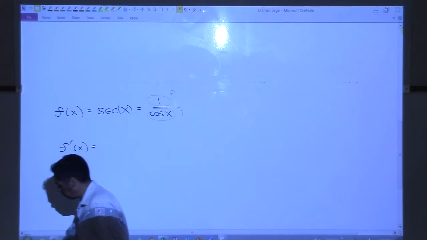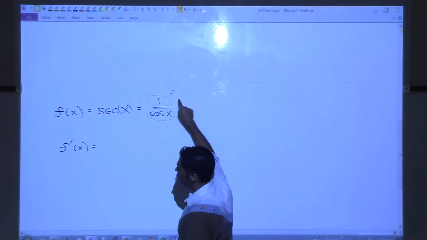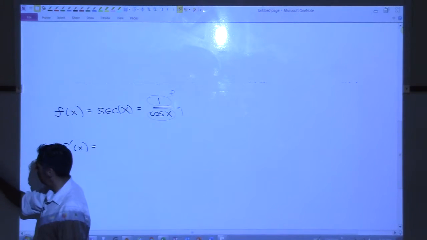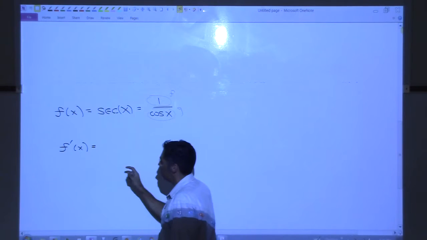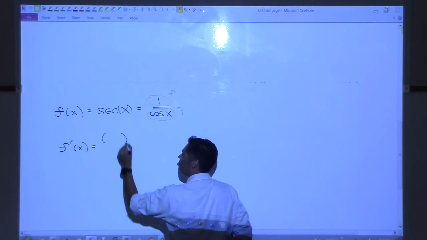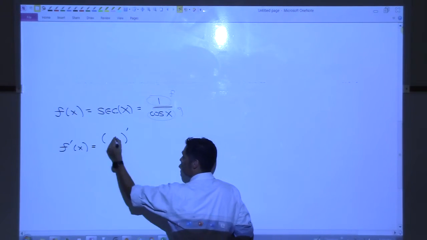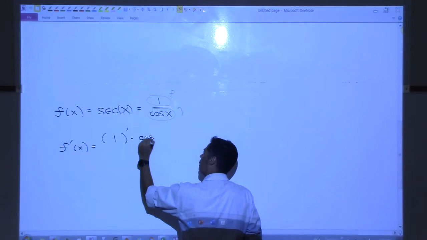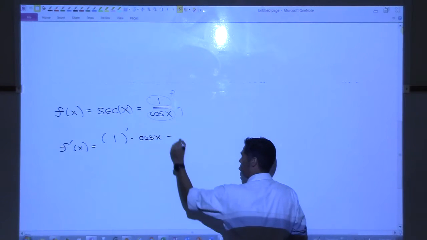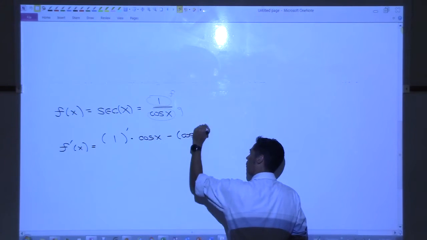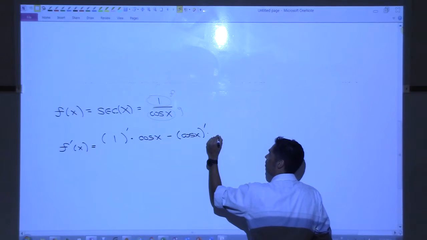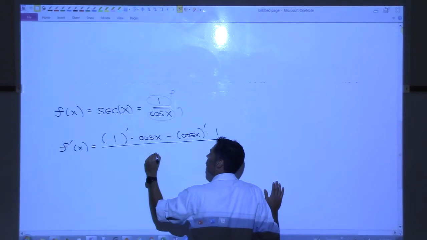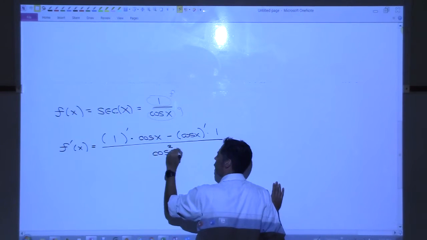So according to the formula, we're doing the quotient rule, right? So we need to take the derivative of f times g minus the derivative of g times f, all over g squared. So we're going to do the derivative of what first? That would be 1. Derivative of 1 first times g, which is the bottom, cosine x. Minus the derivative of g, which is the derivative of cosine x, times 1, all over cosine squared x again, so I'm just going to put it like that.